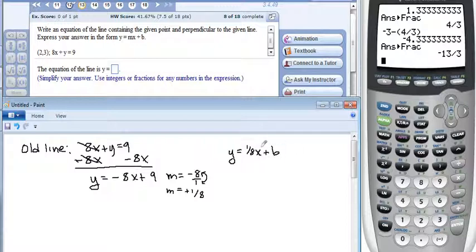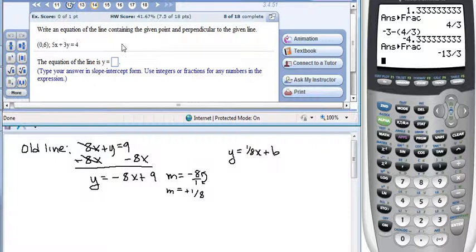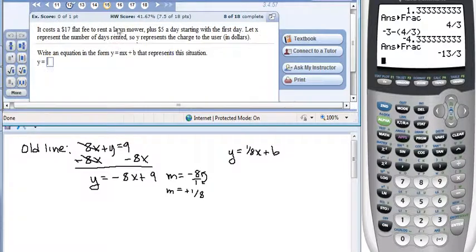Now I need b, I need some random point. I've been given this random point. Slap it in there, calculate out b, there's your equation. Okay? Same thing here. We've got a perpendicular line, we have to figure out what our old slope is, negative reciprocal slope, blah, blah, blah.